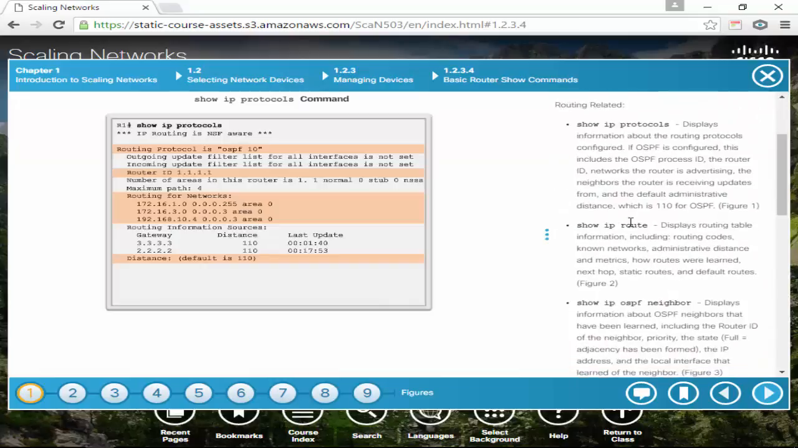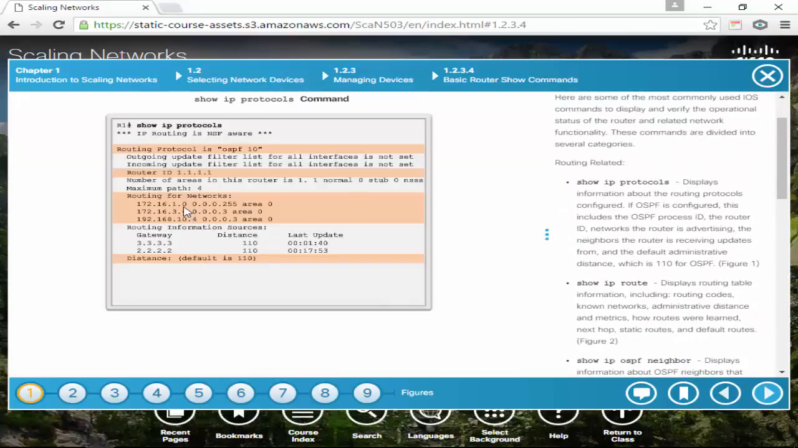Okay, so our show commands. Good, we have our little thing. So show IP protocols. It's basically showing what routing protocols the router is running. This gives us a lot of routing information, such as OSPF 10, the router ID, routing for networks. Anyways, it gives us a whole bunch of information on the routing protocols.